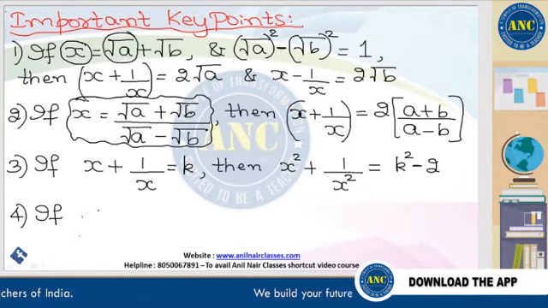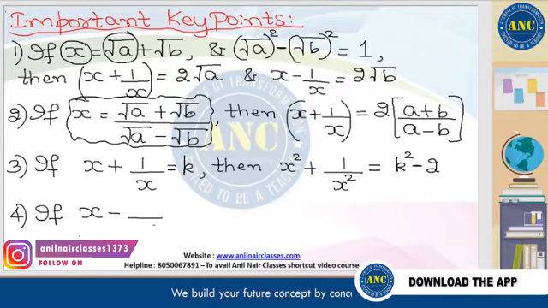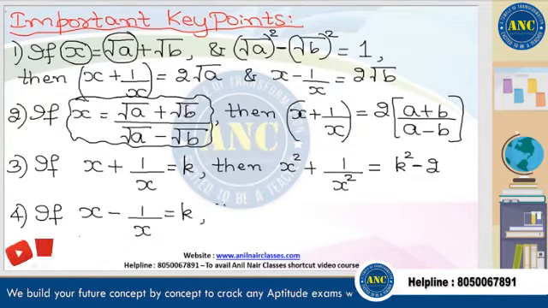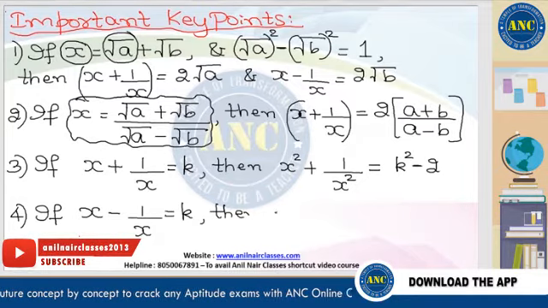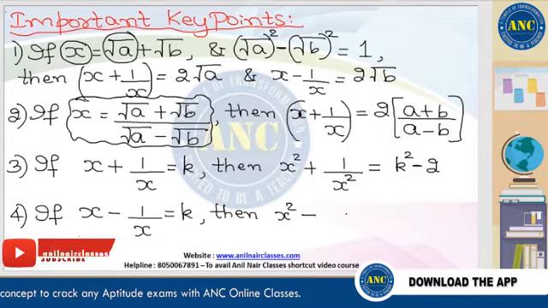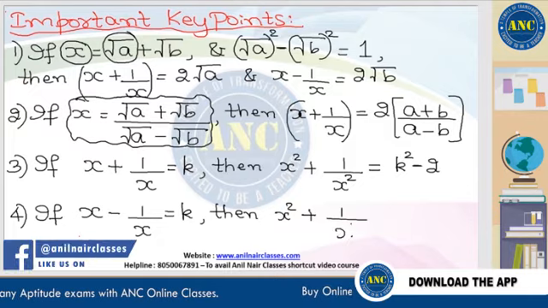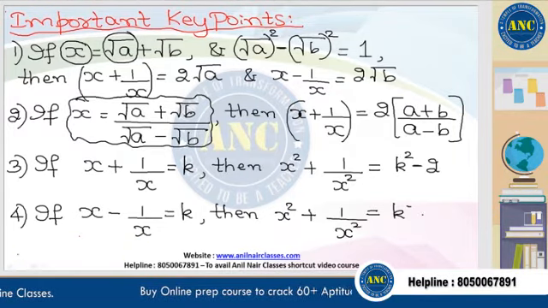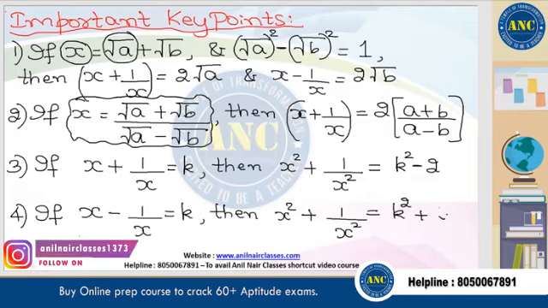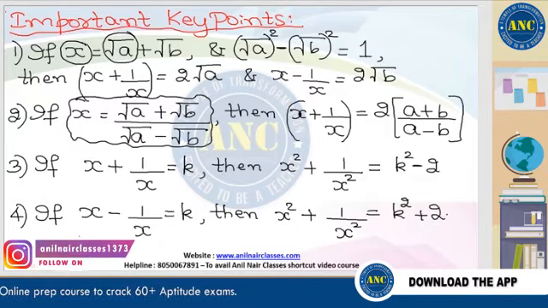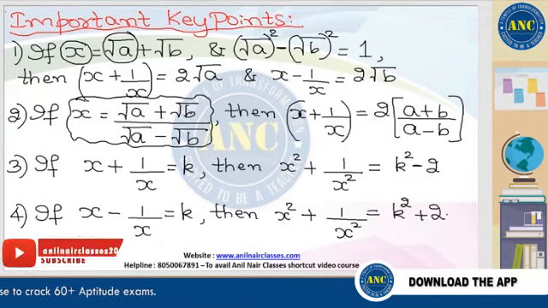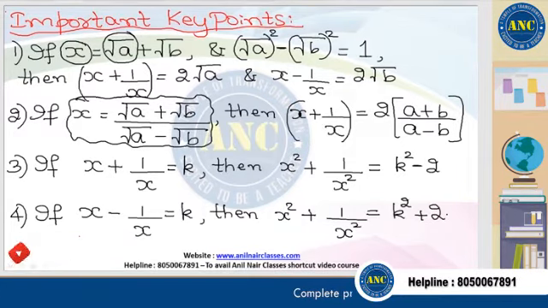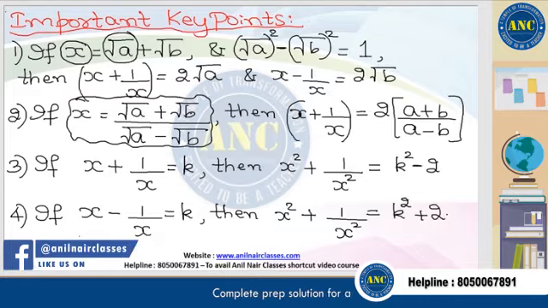Similarly, if x minus 1 by x is equal to k, then also we can find the x square plus 1 by x square value very easily. How can we find it? It's very simple, sir. Instead of k square minus 2, this becomes k square plus 2, right? If x minus 1 by x is equal to k, then x square plus 1 by x square will be equal to k square plus 2.